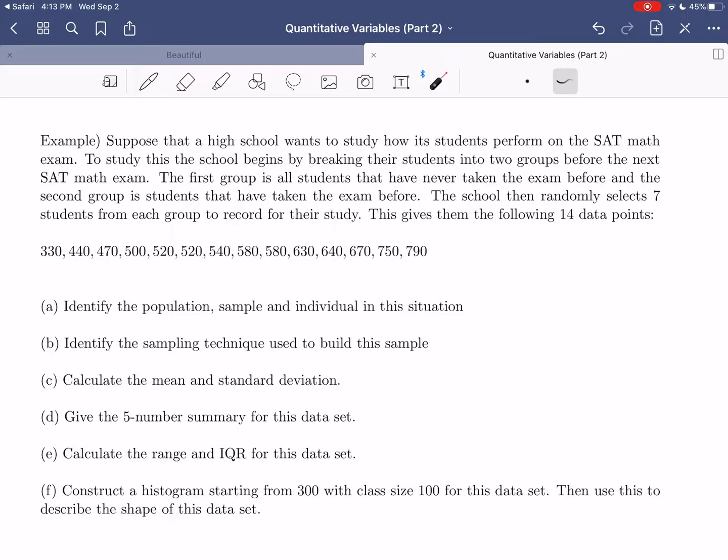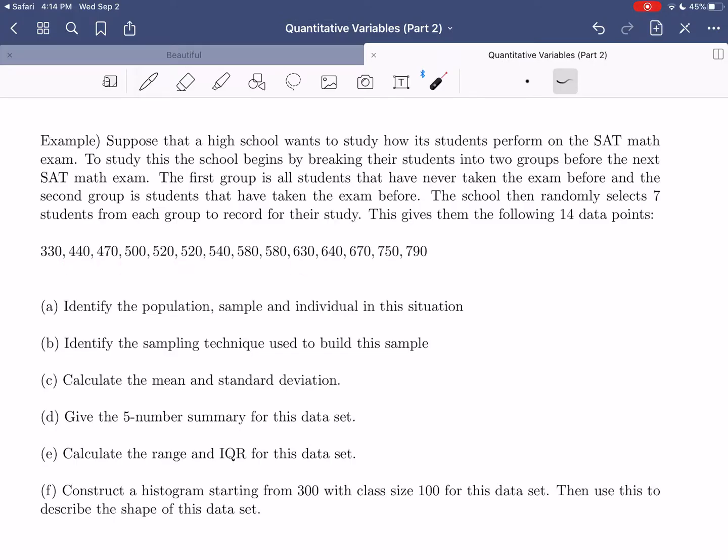The first group is all the students that have never taken the exam before, and the second group is students who have taken the exam before. The school then randomly selects 7 students from each group, so 7 students who have never taken the exam before and 7 students who have taken the exam before, and they use those as their study. So this means that they get 14 data points, 7 who had never taken it, 7 who had taken it before.